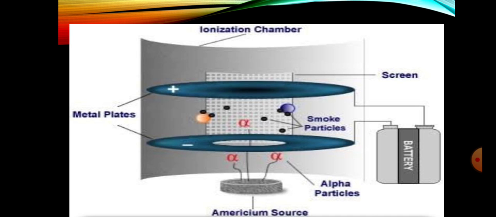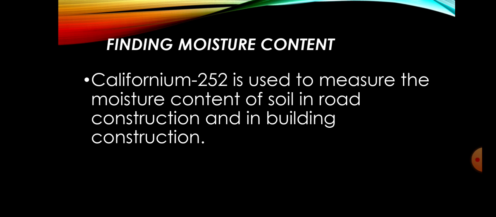When smoke particles enter this ionization chamber, it disturbs the flow of the positive and negative ions. So here the alarm bell rings and detects the fire, etc. Now, finding moisture content.